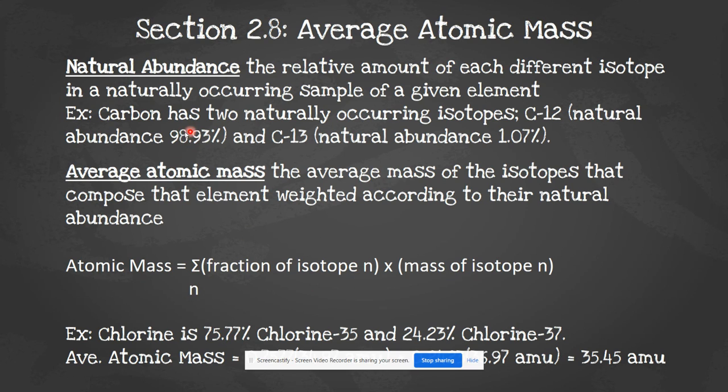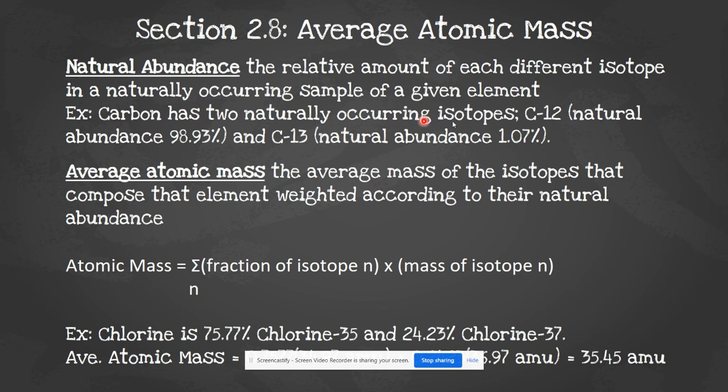So we're going to write this as 0.9893 and put that down here, times the mass of that isotope. So the mass of carbon-12 is actually not 12.00. We have to look at the actual mass of the proton and the neutron, not just the rounded mass of 1 AMU, but the actual mass. So it's going to be slightly different than 12.